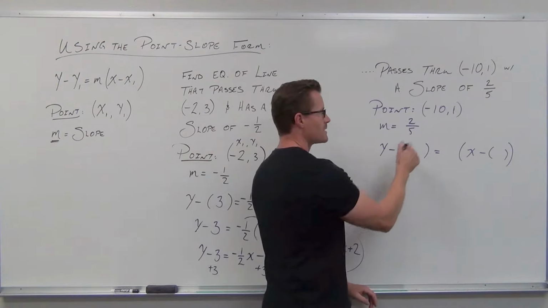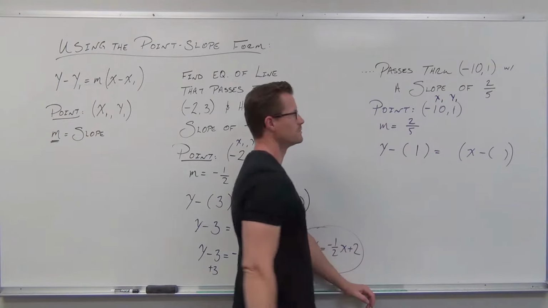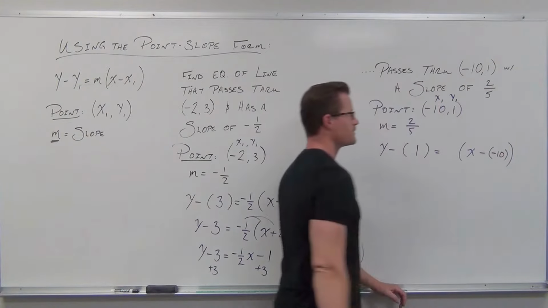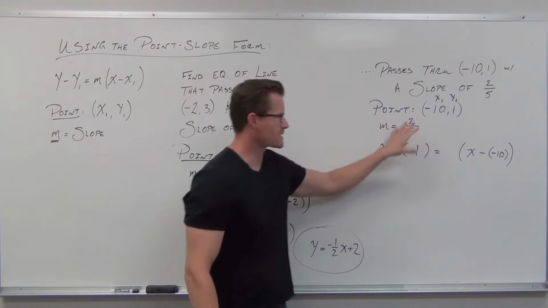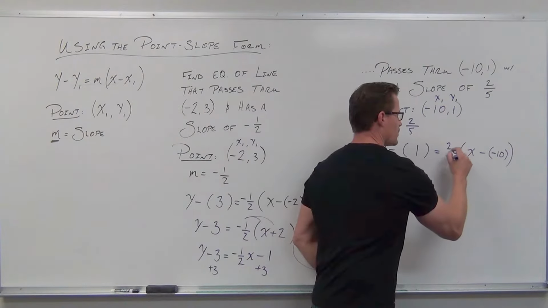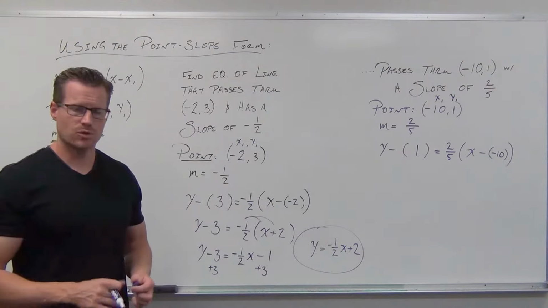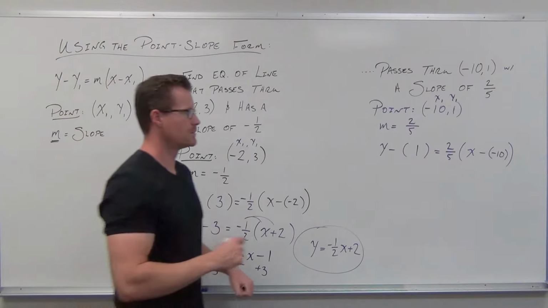So y minus 1. I know y is good next to y's. X minus negative 10. I know x is good next to x's. I haven't made mistakes on my signs. I have minuses between both numbers. It looks pretty good. I'm going to put my slope last. And then we start quickly, but accurately simplifying.